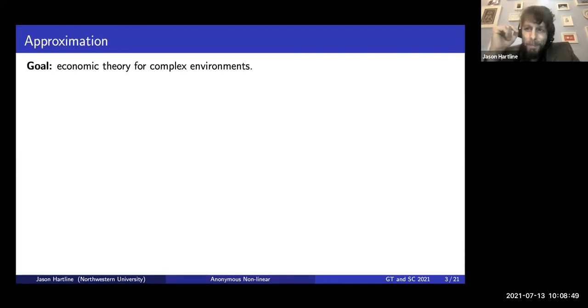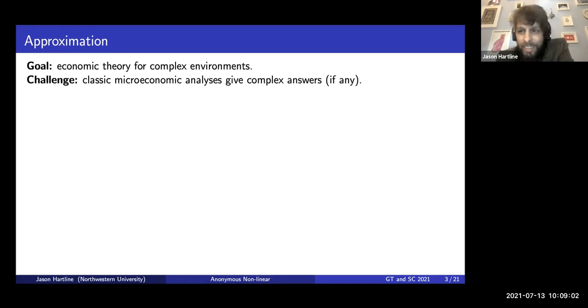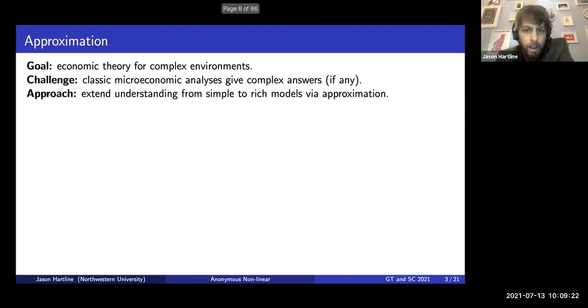I want to start out by talking a little bit about why we want to go there. The goal here is to try to develop an economic theory for complex environments. The challenge of developing economic theory for complex environments is that if you plug into the classical microeconomic analyses, you're going to get a complex answer, or you're going to get no answer because it's not going to be tractable. So what we're going to be trying to do instead is extend understanding that we've been able to glean from simple models to more complex models using ideas of approximation.